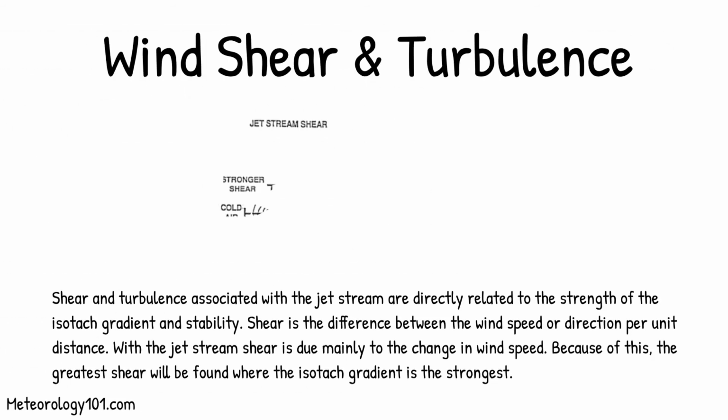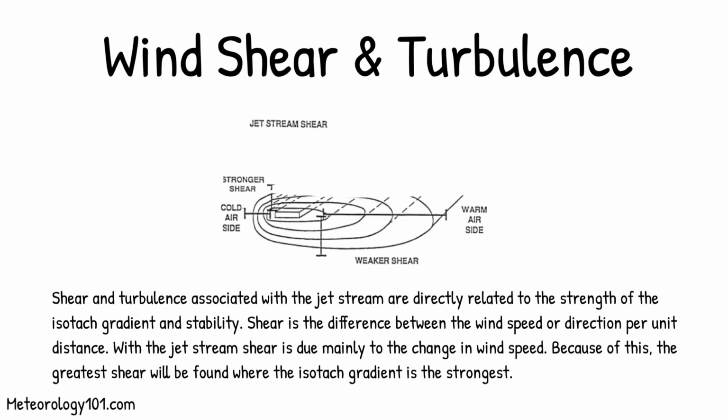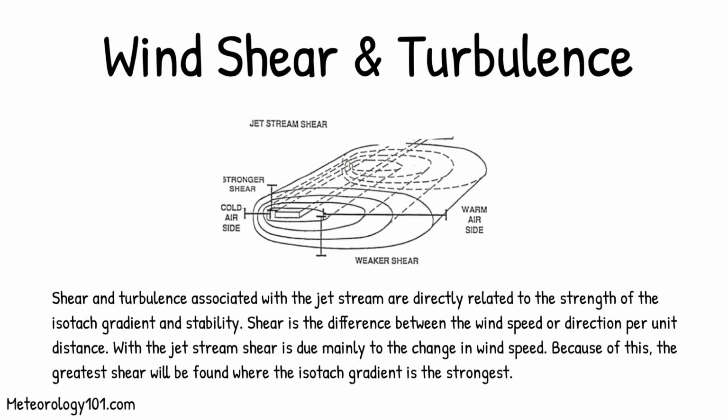Shear and turbulence associated with the jet stream are directly related to the strength of the isotach gradient and stability. Shear is the difference between the wind speed or direction per unit distance. With the jet stream, shear is due mainly to the change in wind speed. Because of this, the greatest shear will be found where the isotach gradient is the strongest.